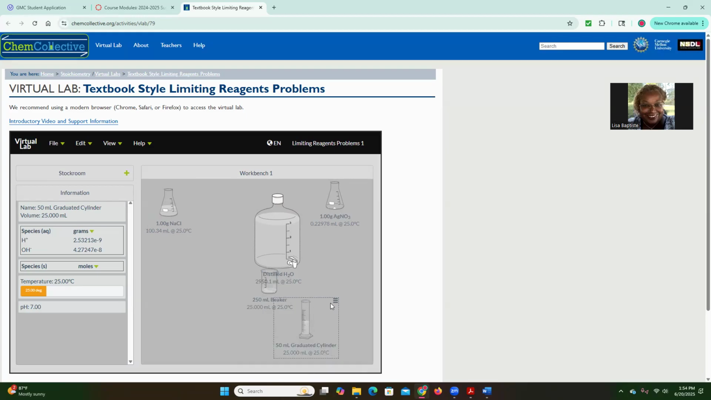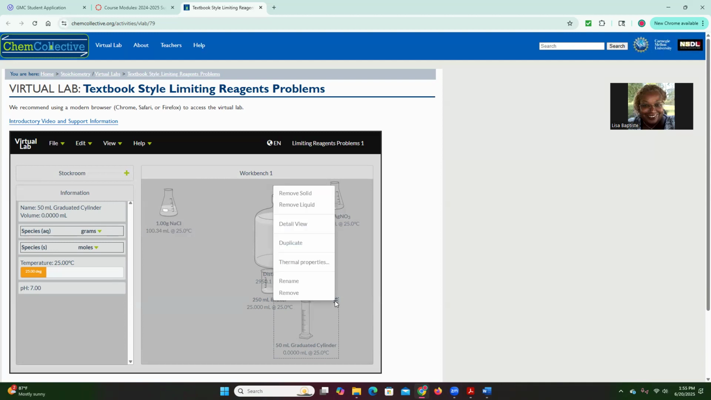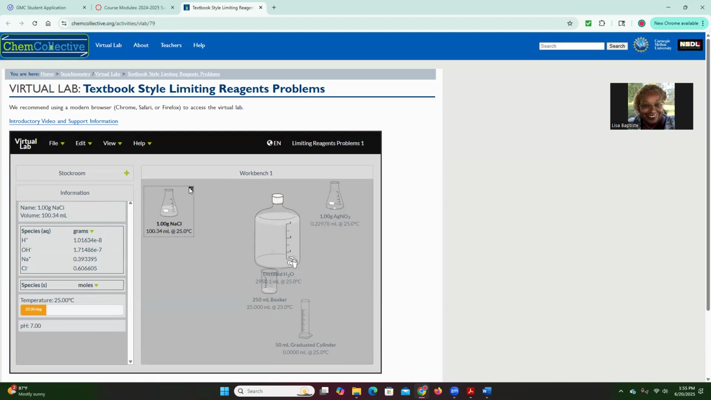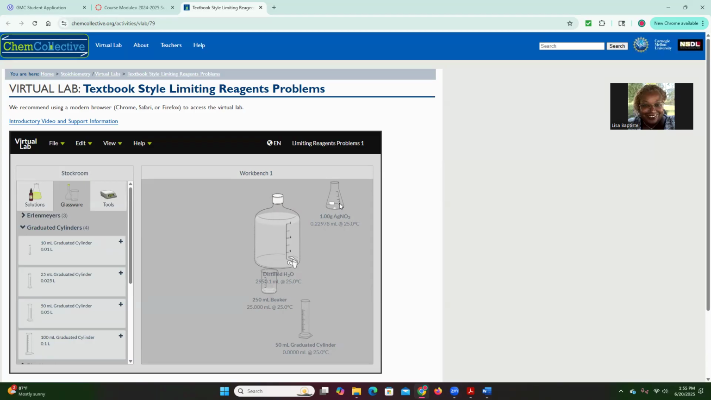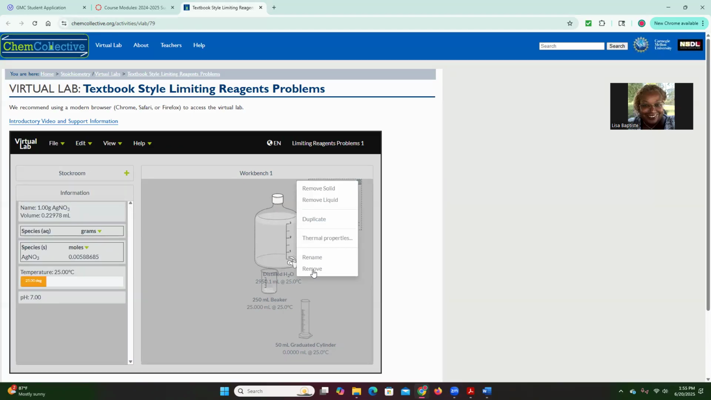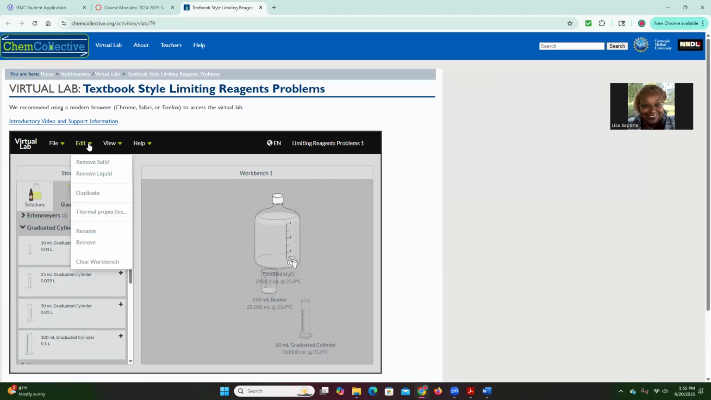And you can always say if you didn't get that or if you didn't do it right and you want to remove the liquid, you didn't pour it correctly, you can always remove that liquid, okay? If you want to remove anything from your lab bench, you can always click on what you want to remove and it will go away. Okay. And say you have a lot of things on your lab bench and you just want to clear the workbench.